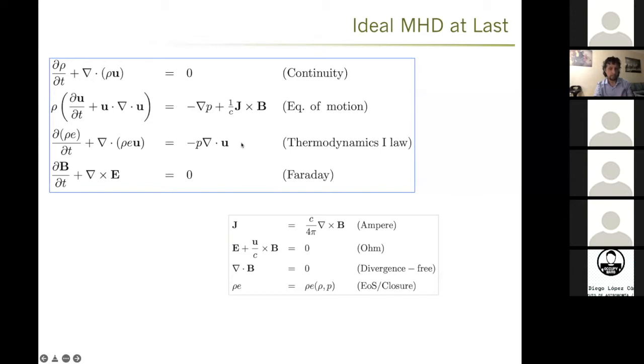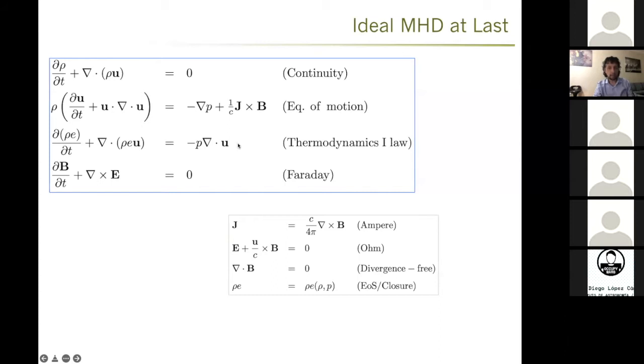Then you have a second non-ideal process, which is thermal conduction. Thermal conduction is a microscopical process by which the random motion of particles is essentially moving from one region of the flow to another, typically from hot flow to cold flow, even if the fluid is at rest. That term depends on the temperature gradient, and it is an additional term you want to add to the right-hand side of the energy equation, only the energy equation.